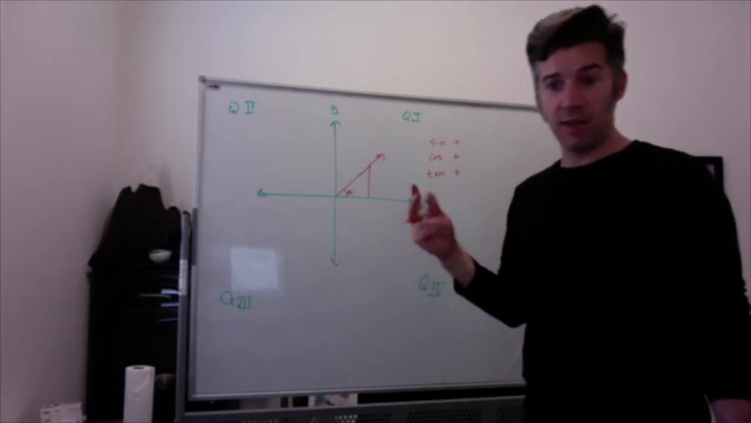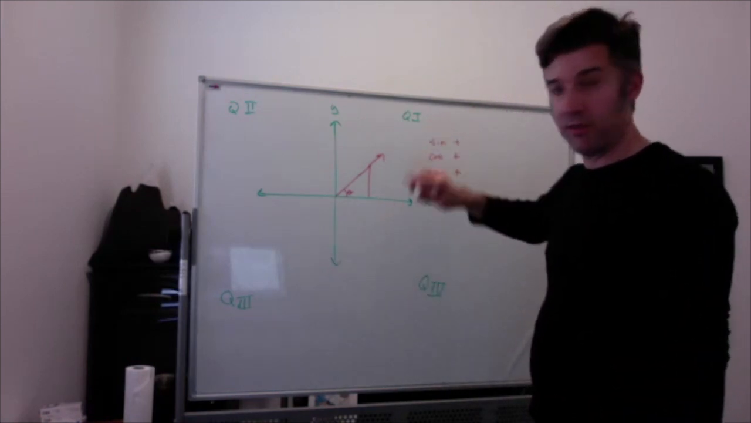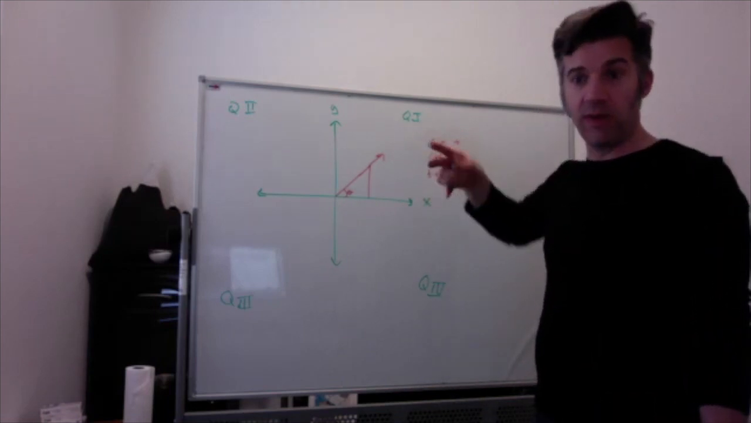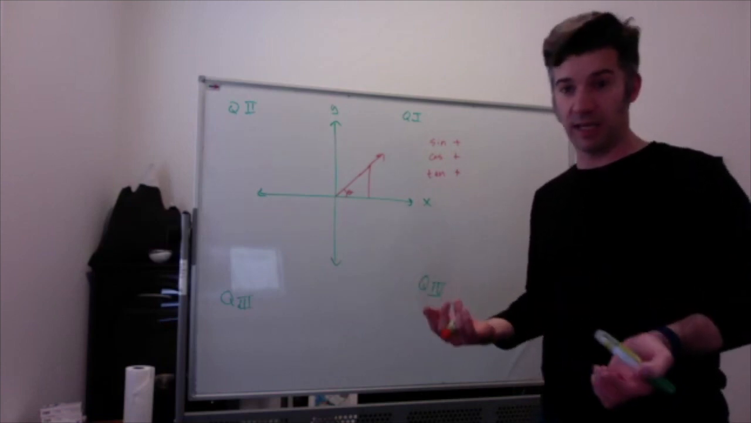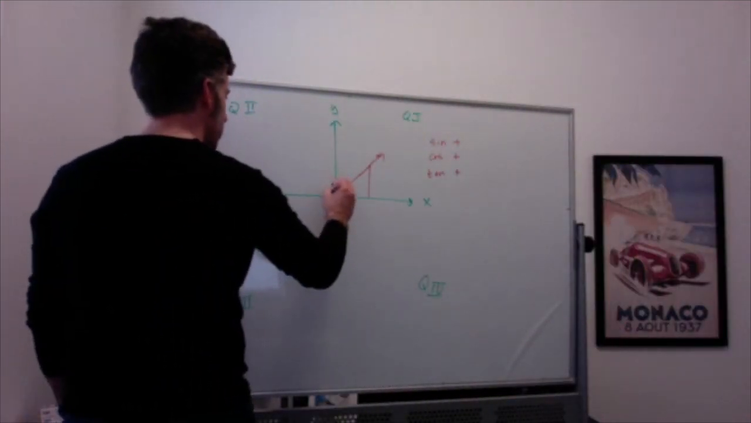I'm not writing down the other three because if sine is positive, its reciprocal is also positive. If cosine is positive, its reciprocal is also positive. If tangent is positive, its reciprocal is also positive. Every time a trig function is positive, its reciprocal is also positive, and the same is true if it's negative. If sine is negative, then cosecant is also negative.